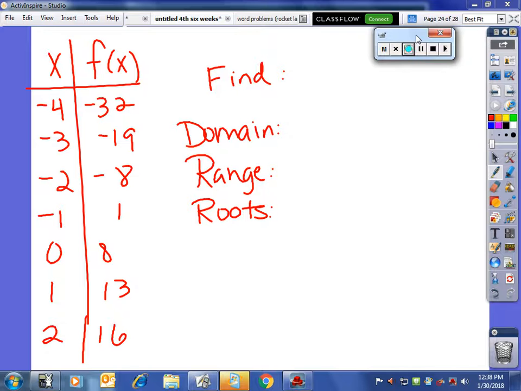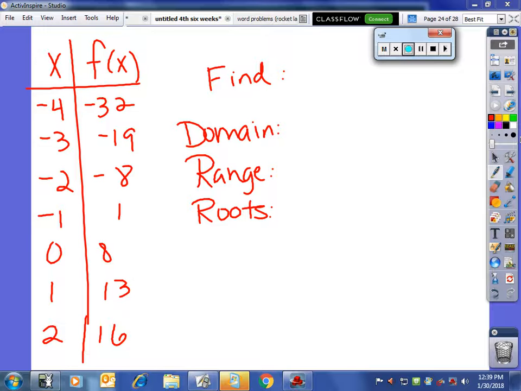All right, folks, I did not give you an equation. I gave you what? I gave you points. I gave you a table of values. That's just as good as giving you an equation. Now, normally they would probably tell you in the problem what kind of function it is, and I'm just going to go ahead and tell you this is quadratic.